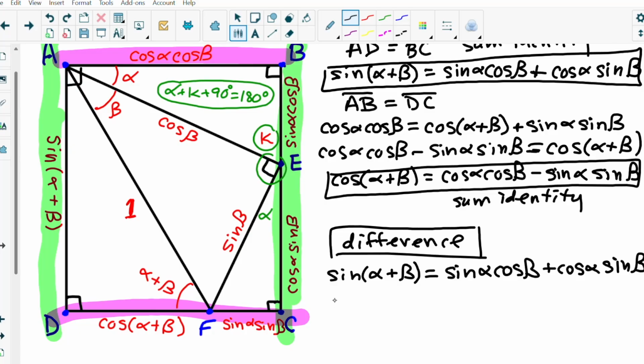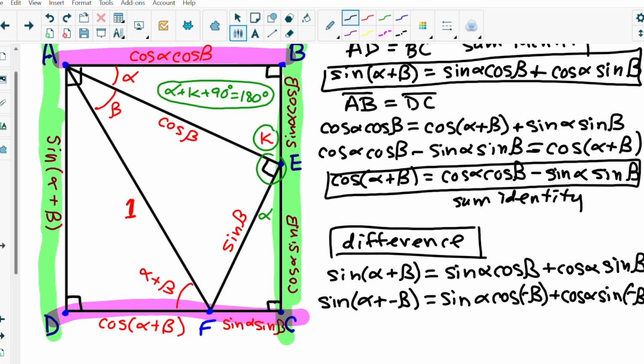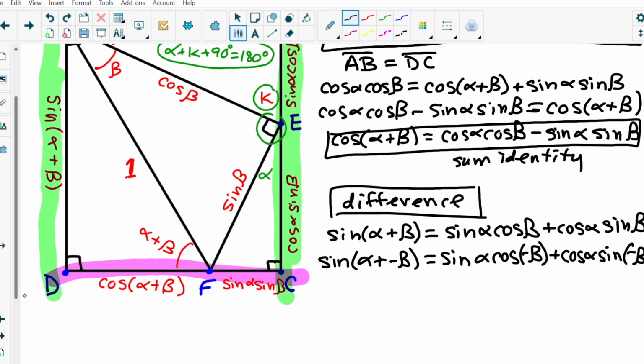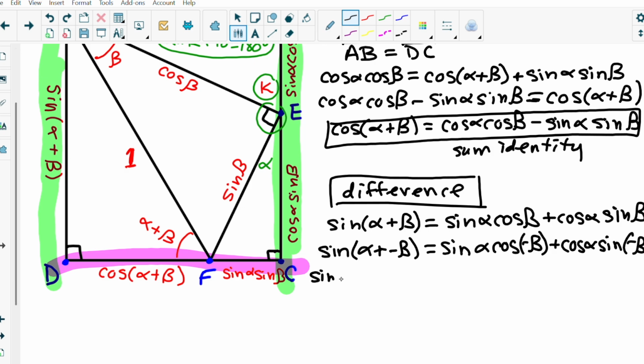Let me turn this into a difference identity by doing this. I'm going to go sine of alpha plus negative beta, and let's make that substitution. So sine of alpha cosine of negative beta plus cosine of alpha sine of negative beta. Okay? The left side is sine of alpha minus beta. There's the format for our difference identity, but what happens on the right side?